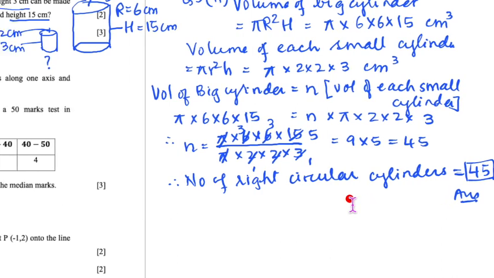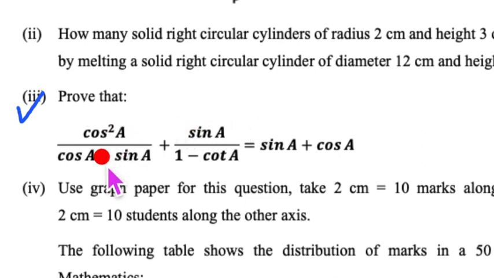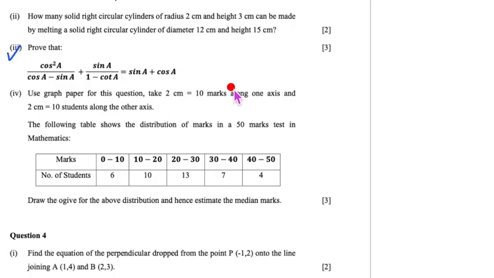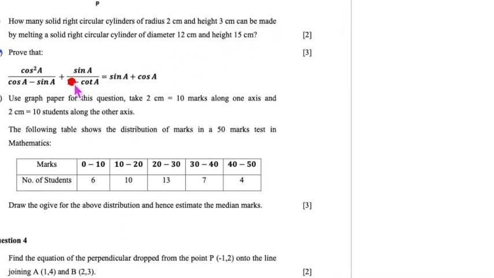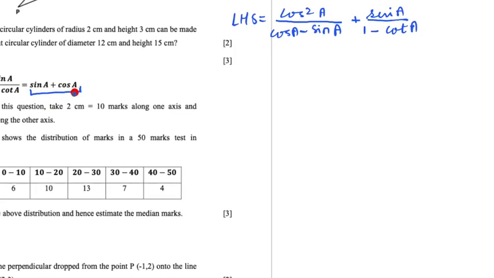Was that good? Easy? Now let us come to the third subpart of question 3. Prove that this is equal to this. So let us just copy it here. Let us take the left hand side. So we will write LHS is equal to cos square A upon cos A minus sin A plus sin A upon 1 minus cot A, and we have to prove that it is equal to sin A plus cos A. Let us keep this left hand side seen over here so that we know where we need to go.